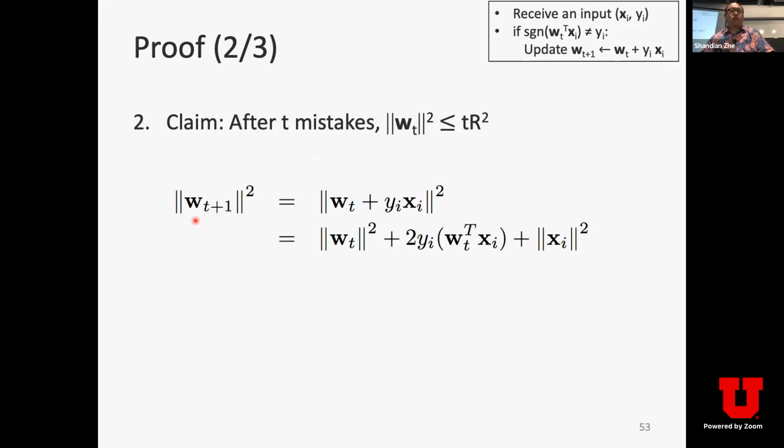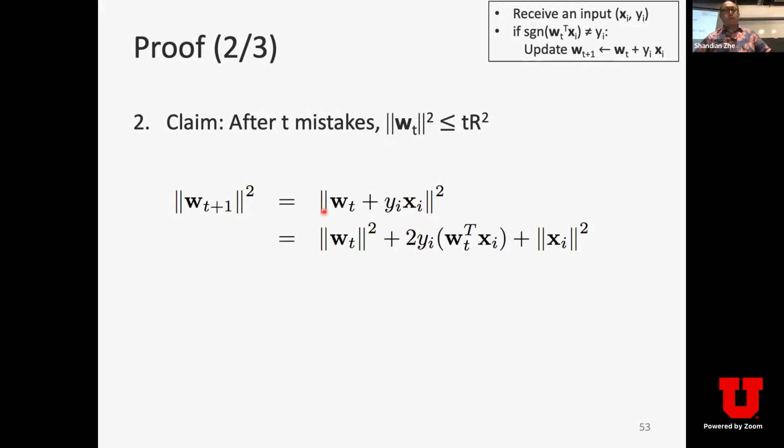That means we need to check the square norm of W_{t+1}. Again, because W_{t+1} is W_t plus y_i x_i. You just substitute this for W_{t+1} and take the square of the norm. This is essentially expanding the quadratic term. We can expand it into three terms.